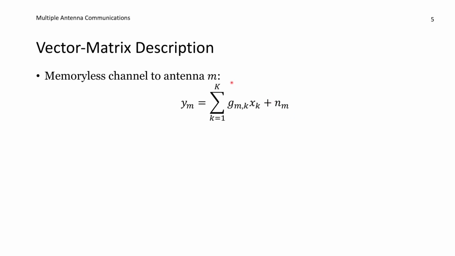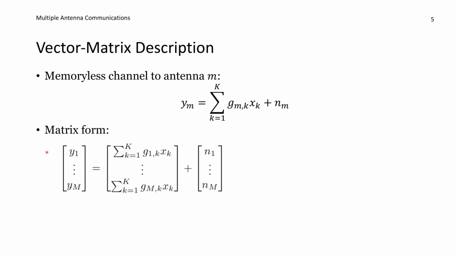And we have equations like this for all of the capital M receive antennas. And to write it in a more convenient form, we will now develop a vector matrix description of this entire MIMO channel. So if we take our M received signals, ym, and we stack them in a vector, y1, y2 down to y capital M, then each of them is this summation over signals transmitted from the different transmit antennas.